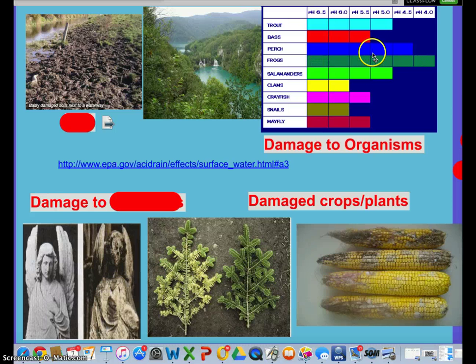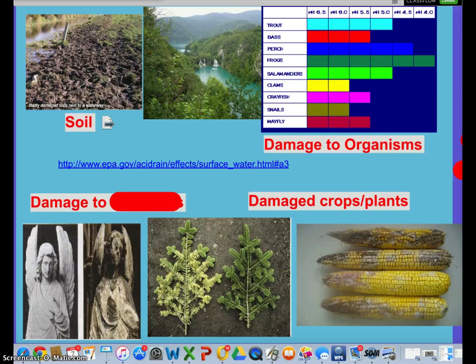So what organisms would be affected by acid rain? Because these are their normal pH living conditions or their tolerance. So snails can tolerate only up to 6.0. So if you go anything below that, they're going to be affected. Does that make sense? What else is affected by soil?